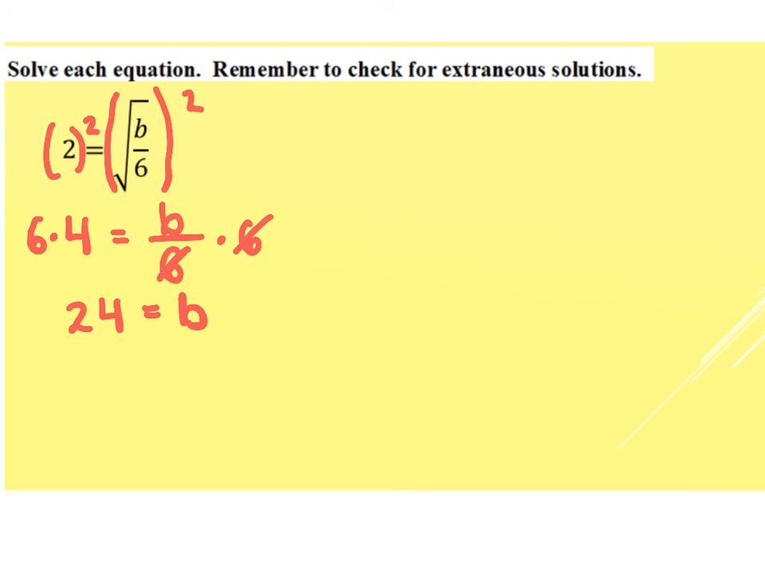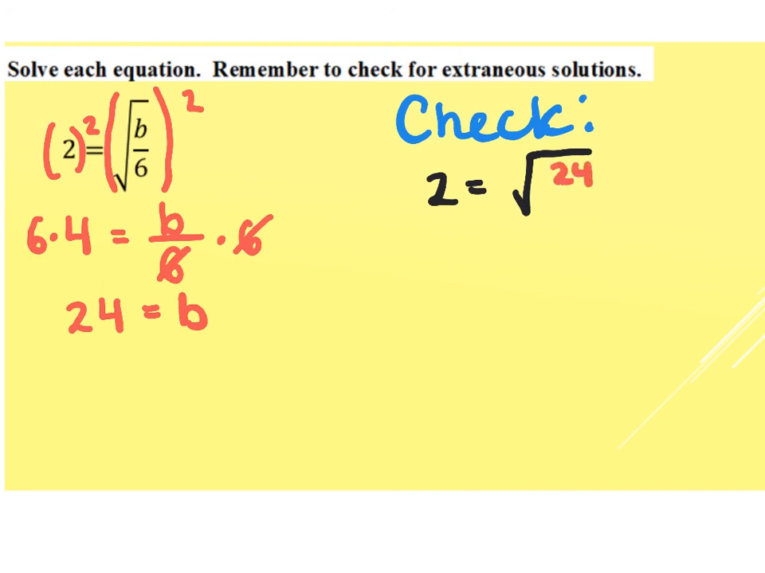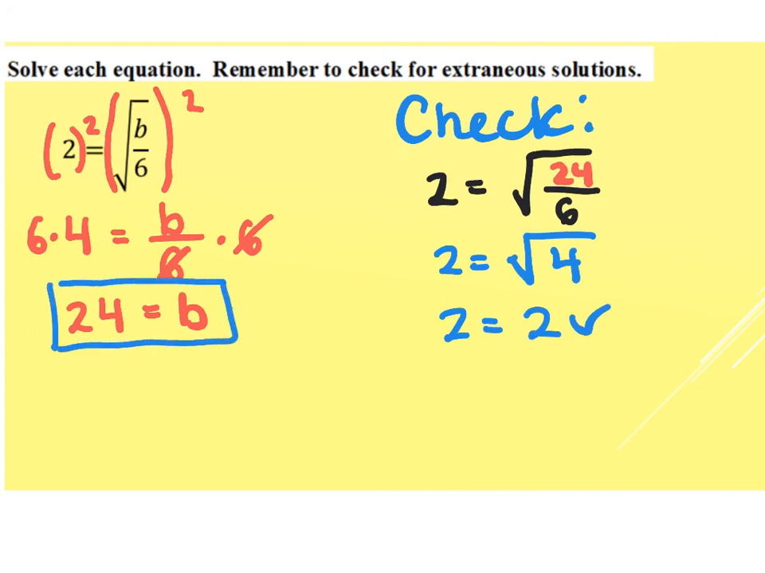Now, to check, you're going to plug it back into the original equation. So the original equation was 2 equals the square root of b, which we now said is 24, over 6. Now, 2 equals square root of 24 over 6 becomes 4, and square root of 4 is 2. So since 2 equals 2, your final answer is that b equals 24.